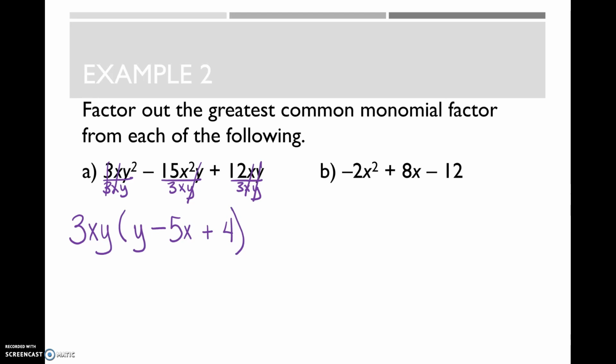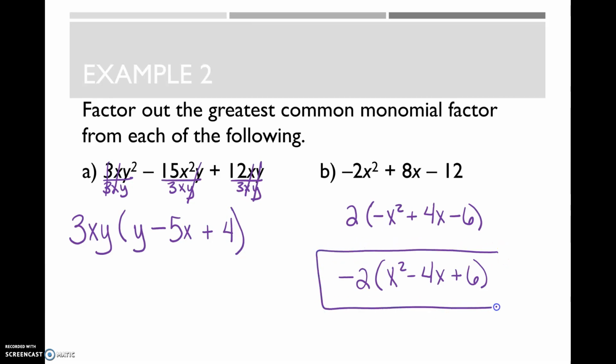Try B on your own. Pause the video. 2 possible ways that you may have factored this. Some of you may have 2 times negative x squared plus 4x minus 6. The other one would be negative 2 times positive x squared minus 4x plus 6. Both of these are technically correct.